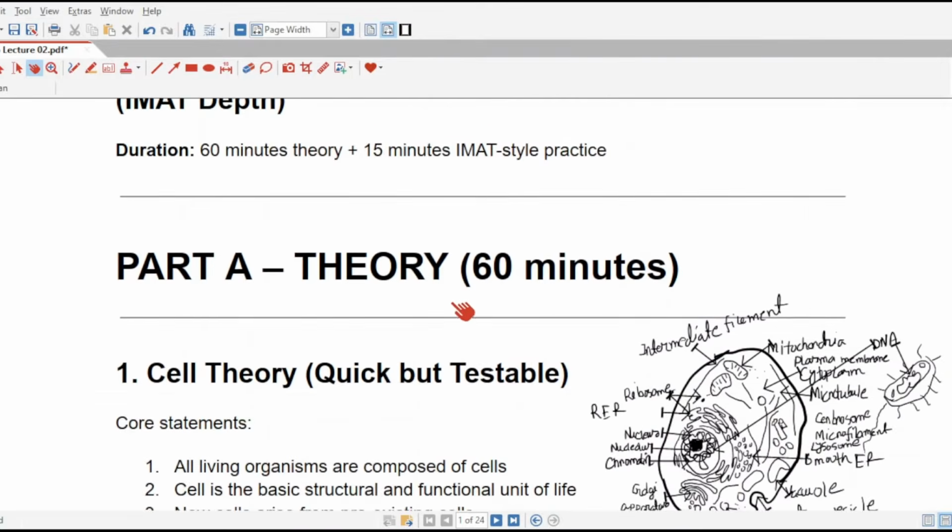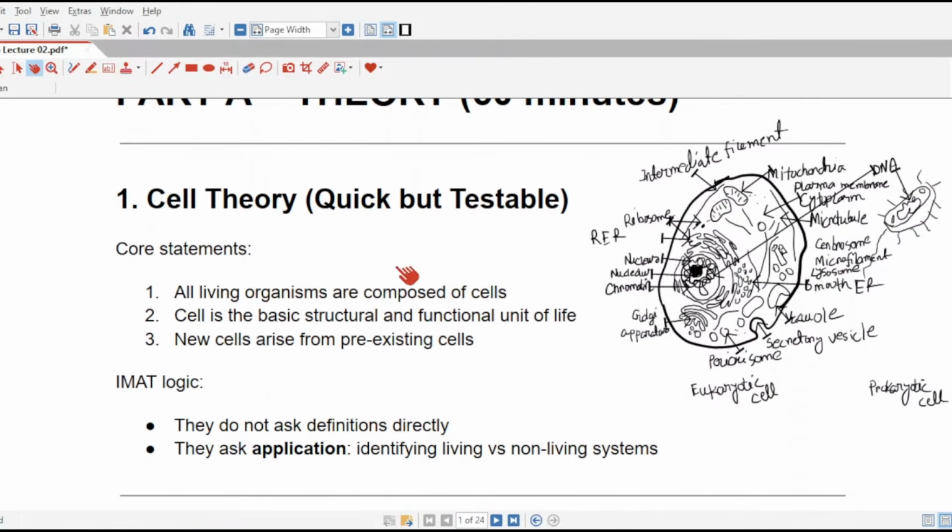Here comes the first topic, cell theory. Three fundamental core statements. The first one is all living organisms are composed of cells. Then cell is the basic structural and functional unit of life. And the third statement is new cells arise from pre-existing cells. The statements might look simple, but based on these statements, we can tell virus is not a cell, or virus is acellular, right?